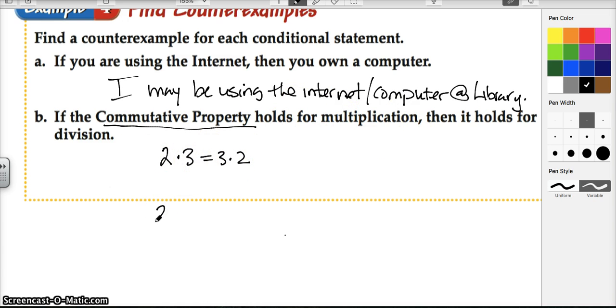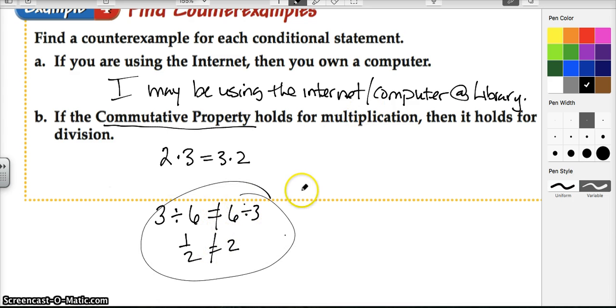So we can try. What if I had 3 divided by 6? Is that the same as 6 divided by 3? And clearly the answer is no. 3 divided by 6 is 1/2, and 6 divided by 3 is 2, and they are not equal. So this is a counterexample that proves that, yes, this holds for multiplication, but it doesn't hold for division. Is that all right? I hope that's making sense. Let's look at another example.